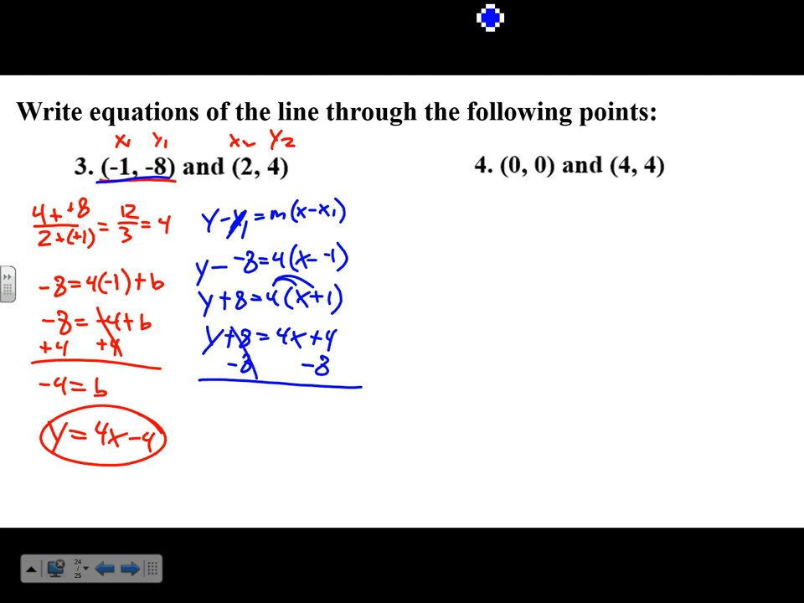Again, it all depends. There are pluses and minuses to both. Depending on the problem, sometimes that red way with the slope-intercept form, sometimes that's easier. Sometimes it's easier with the other way, using point-slope form. It all depends.